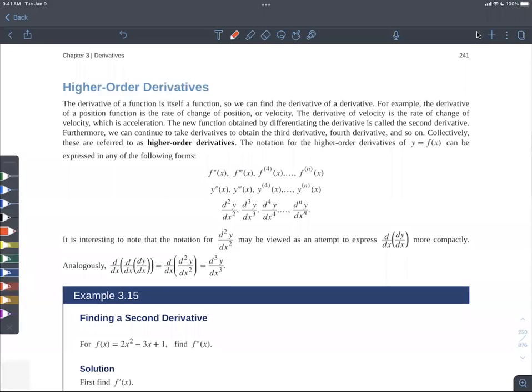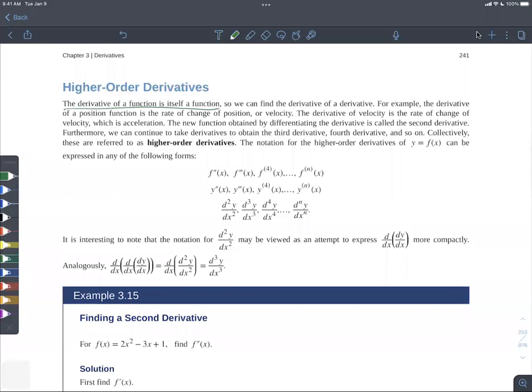the derivative of a function is itself a function, right? So the derivative of a function is itself a function. So we can find the derivative of a derivative, because if the derivative is a function and we know how to differentiate functions, why can't we differentiate the derivative? Yeah, we can.